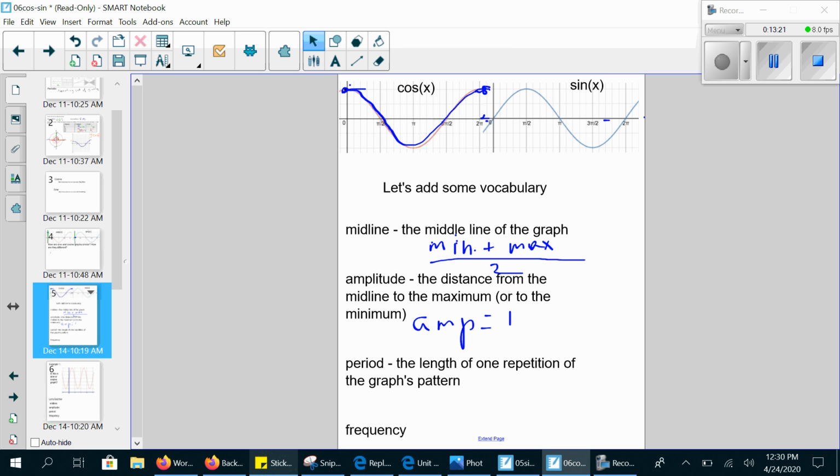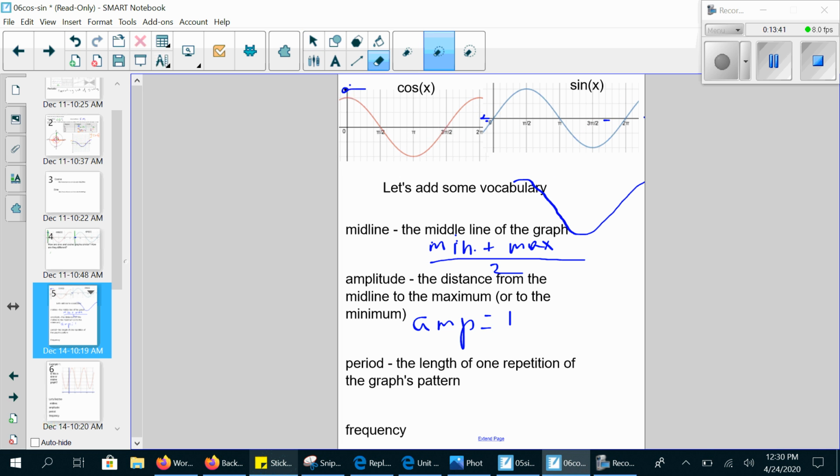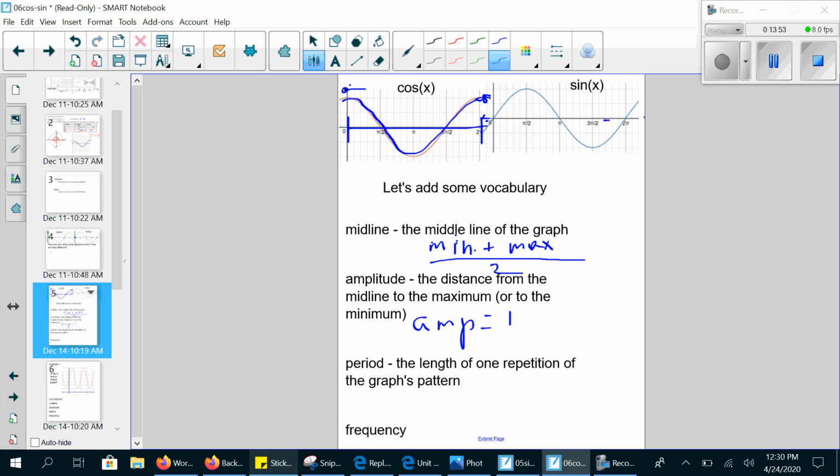And that is one repeating piece of my pattern, because if I picked this piece up and moved it over, it would fall exactly on the graph again. That would be what my cosine function looks like continuing forward. And then I'm looking at the distance along the x-axis of that entire pattern to happen once. So I'm looking from where it started to where it stopped, and it took me 2 pi for that pattern to happen once. So the period of this graph is 2 pi.